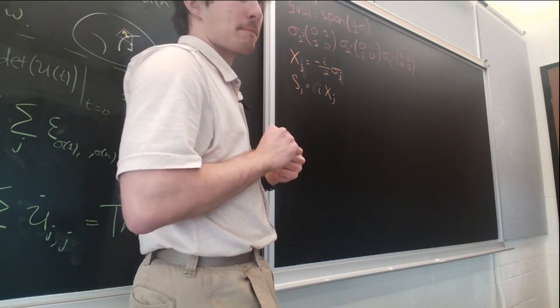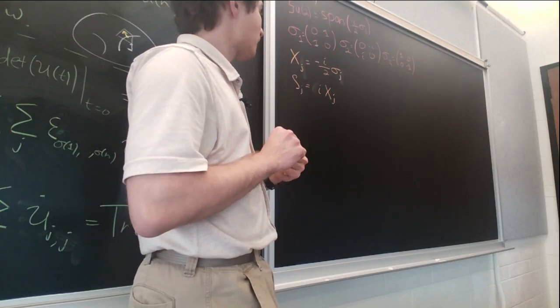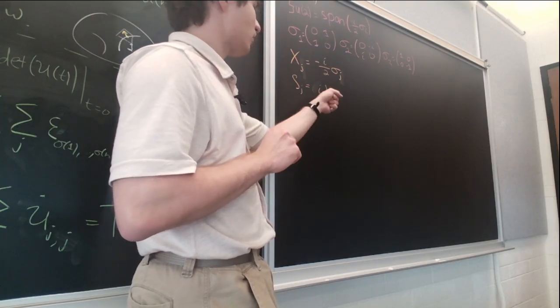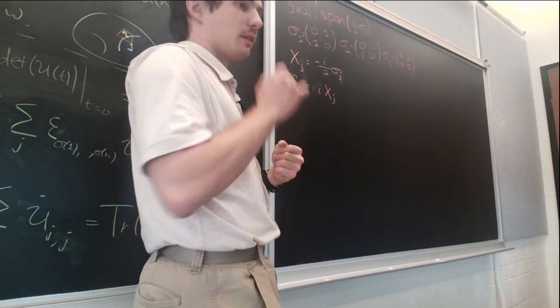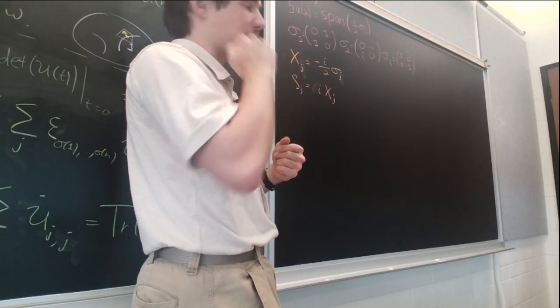S_j is just x_j multiplied by i. Yes, it's just a matrix multiplied by i. That's it. Wow, all right.